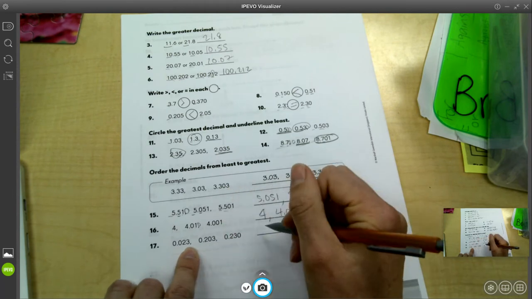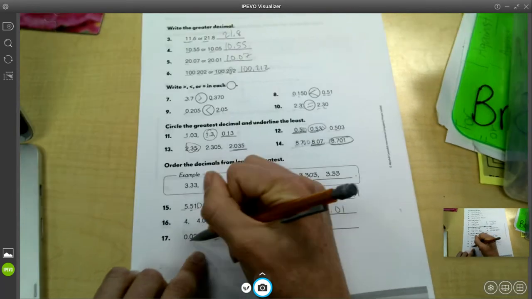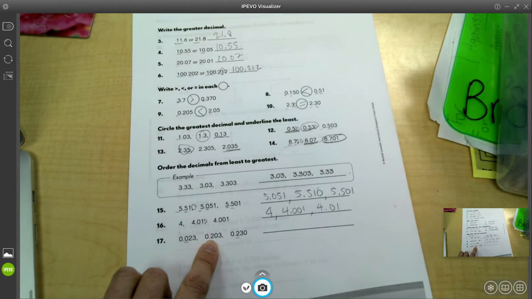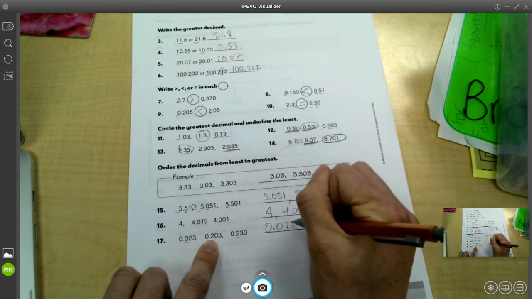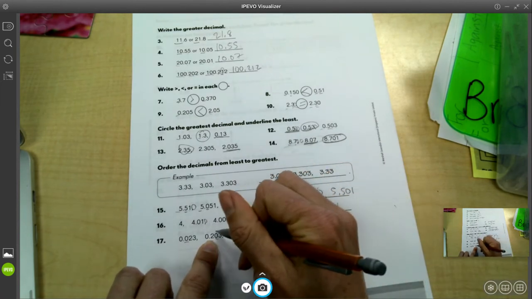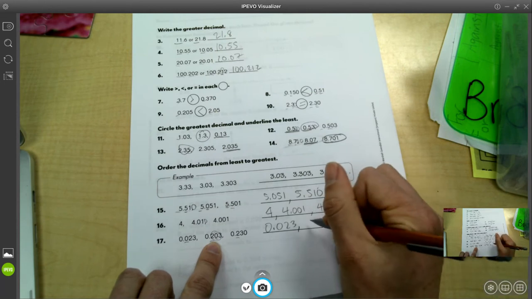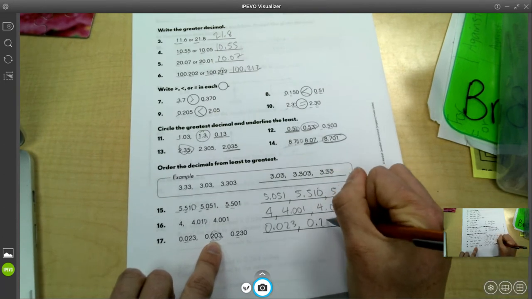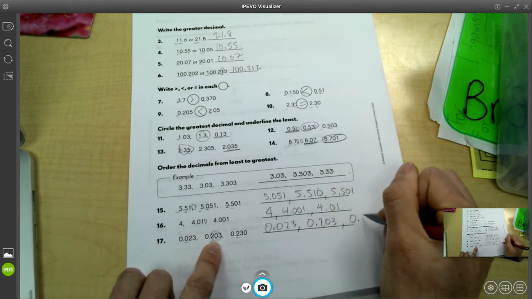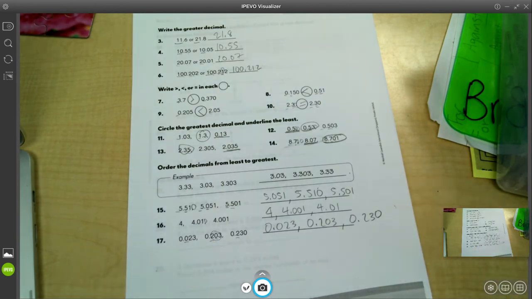All right, all zeros here. I'm going to look at my tenths. So this is going to be my least because it has nothing in the tenth spot. Then this is going to be my next least because it has nothing in my hundredth spot. And then this will be my largest.